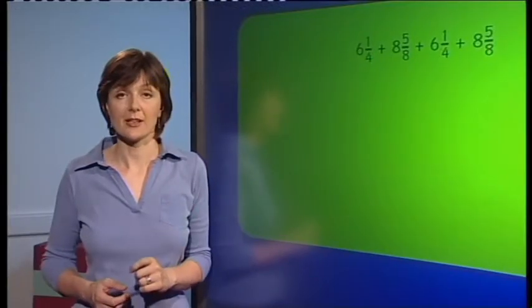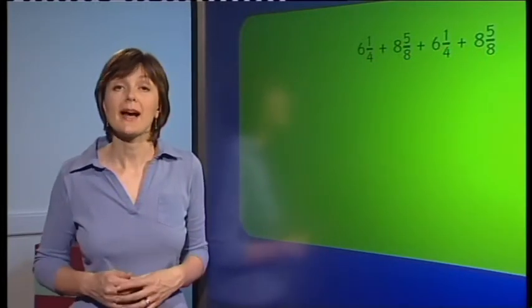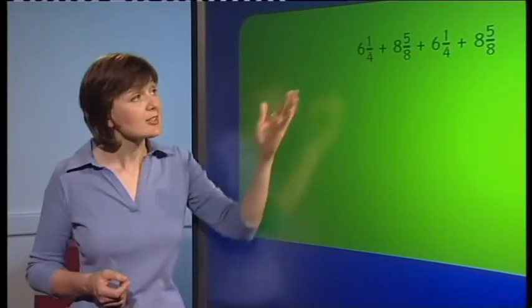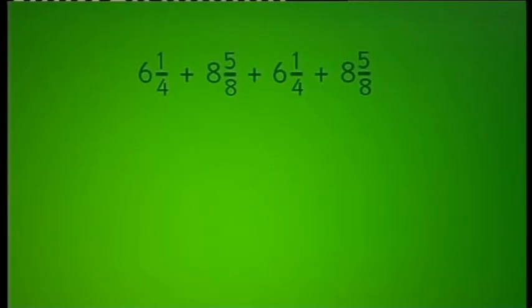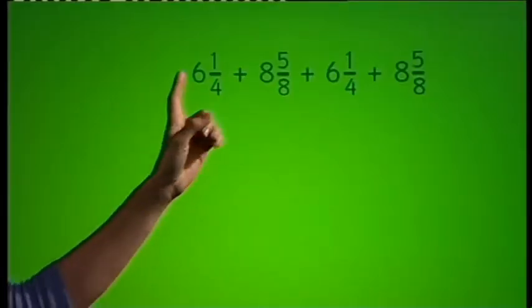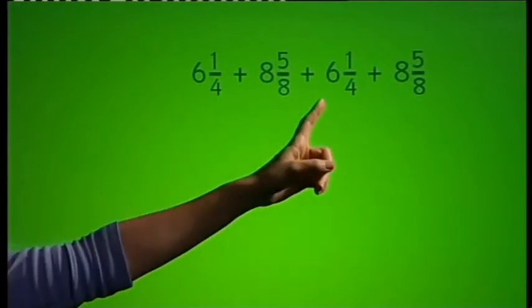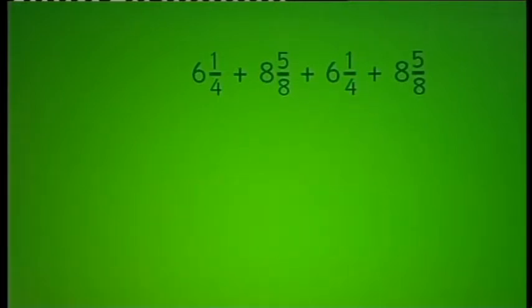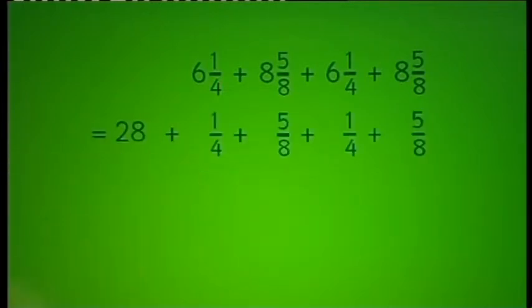With a fraction addition like this, you have a choice. Do you collect the whole numbers together and then deal with the fractions, or do you add the mixed numbers? Well, you get that choice, because a mixed number like 6 1/4 is actually 6 plus 1/4, and you can do additions in any order that you like. Now I'm going to do this one by collecting the whole number parts together first. So I've got 6 plus 8, which is 14, plus 6, which makes 20, plus 8, which makes 28. So I need to work out 28 plus the fractional bits.